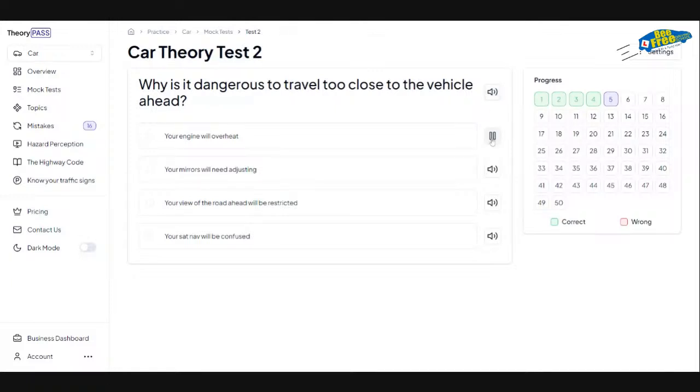Your engine will overheat. Your mirrors will need adjusting. Your view of the road ahead will be restricted. Your sat-nav will be confused.